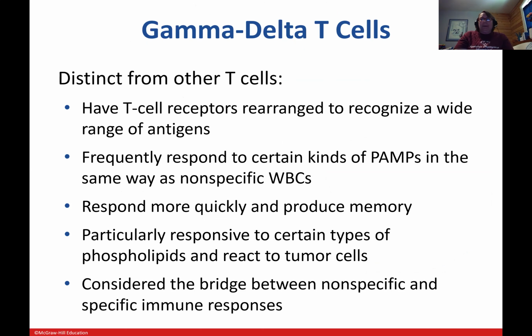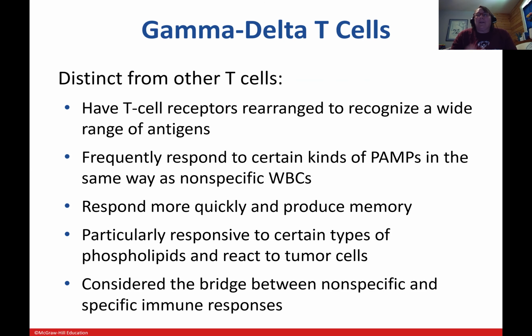Okay, so gamma delta T cells, again, are distinct from the other T cells. Now they have T cell receptors, but they're rearranged to be more forgiving in terms of the antigens that they accept. Unlike most T cells, which are highly, highly specific to a particular antigen, this is a little bit more able to accept a broader range. The official term for that is promiscuous. They are promiscuous in terms of their ability to accept those different antigens.